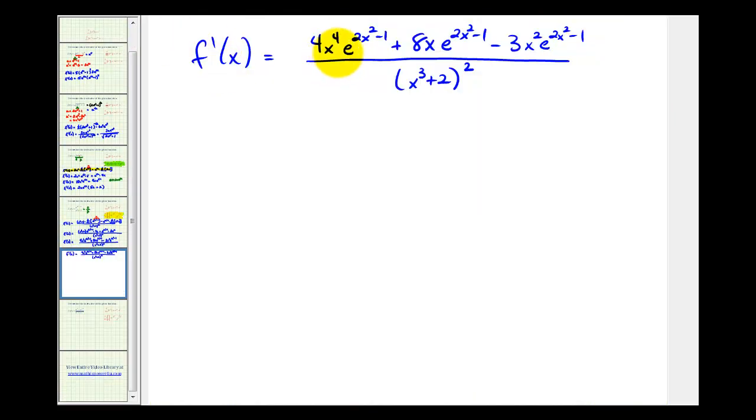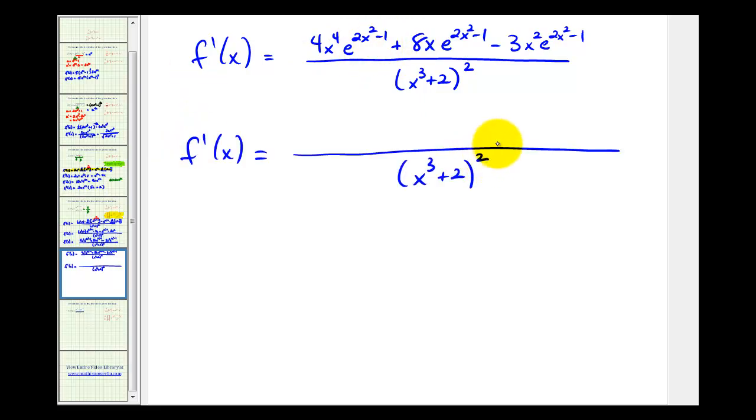Now we want to identify the greatest common factor of the numerator, which will be 1 factor of x and e to the power of 2x squared minus 1. So when you factor out the greatest common factor of x, e to the power of 2x squared minus 1, we'll be left with 4x cubed plus 8 minus 3x. Let's put the minus 3x second and the plus 8 third, so the terms are in descending order. So here's the derivative of the given function.